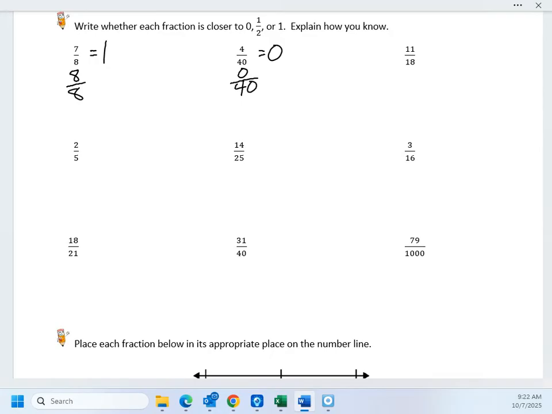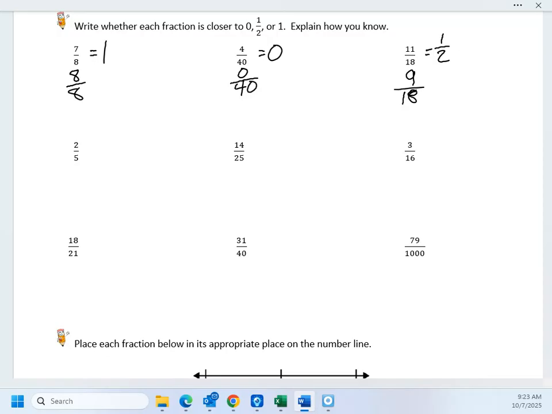Let's look at 11/18ths. What do we think about 11/18ths? Jack? Maybe a half. Why a half? Because 11 is kind of between 0 and 18. What is a half of 18? 9. So the halfway mark would be 9/18. That 11 is really close to our 9. Right? It's closer to 9 than it is to the 18. So it's closest to a half.